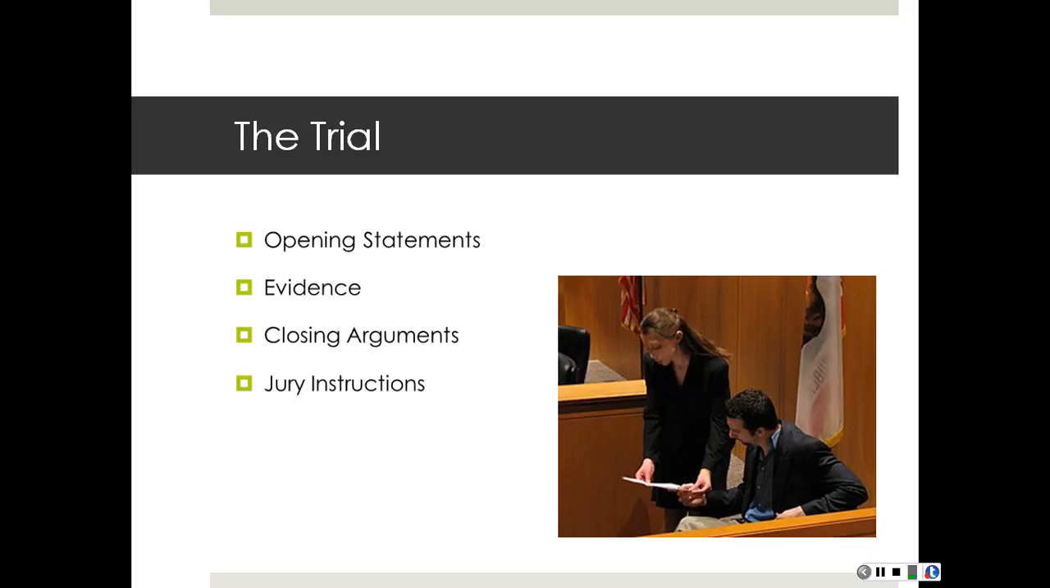Evidence is achieved through witness testimony and exhibits. Closing arguments review and interpret evidence in light most favorable to the party. Jury instructions explain the law to the jury in understandable terms. Juries deliberate once instructed by the judge, and then a verdict is rendered by the jury. Judgment is entered by the court, and then post-trial motions are filed after the verdict is rendered.